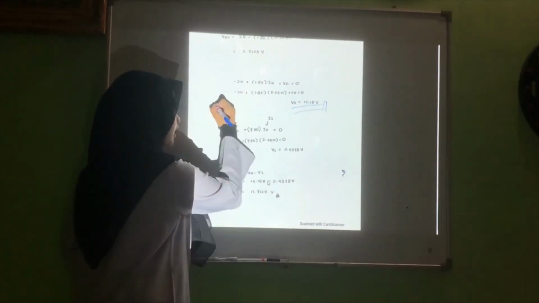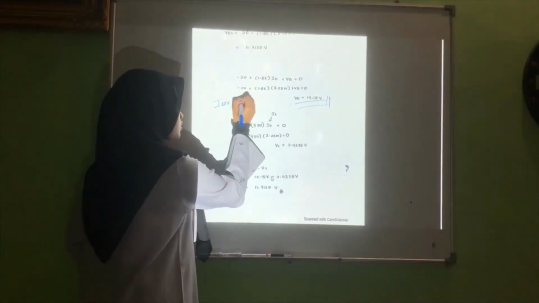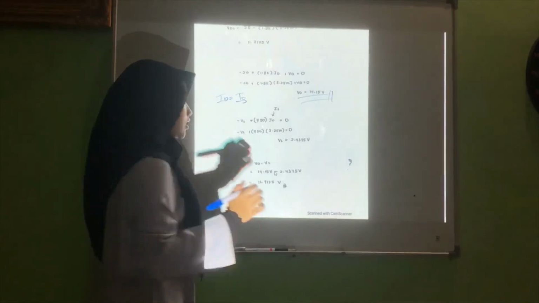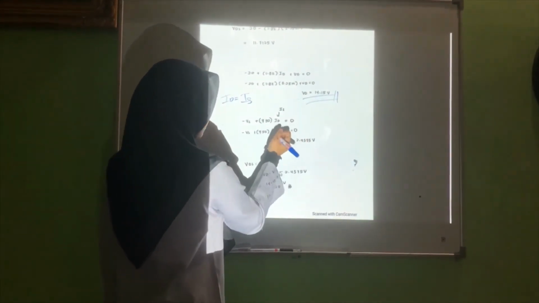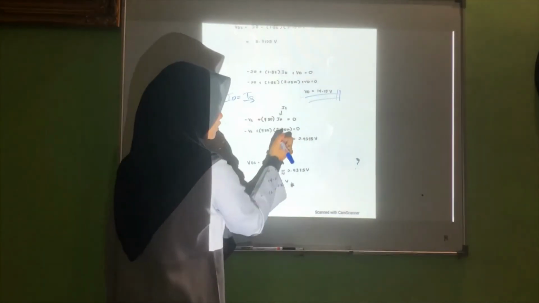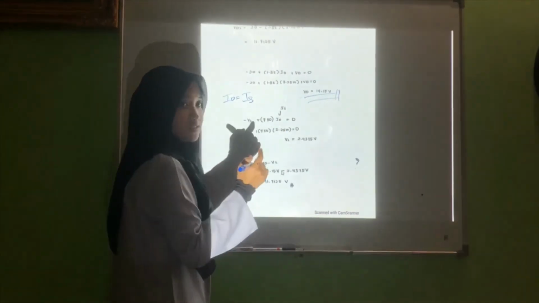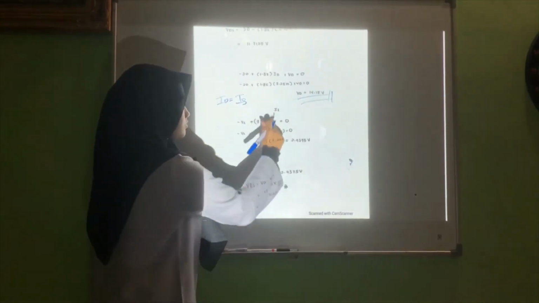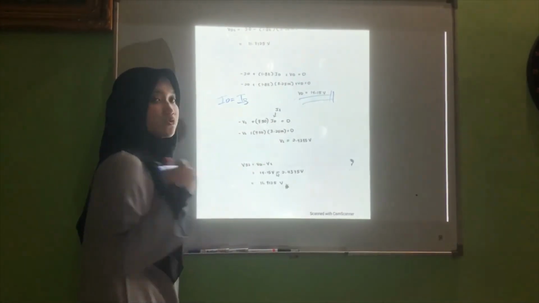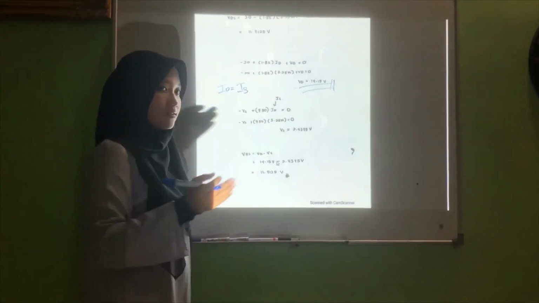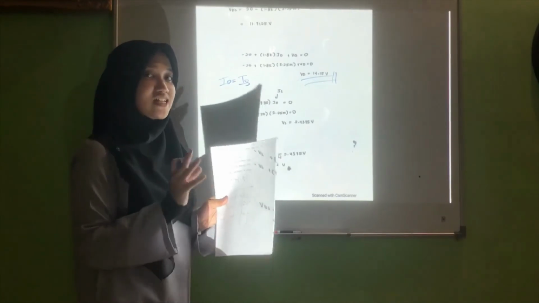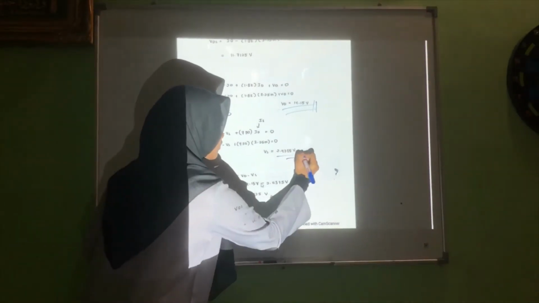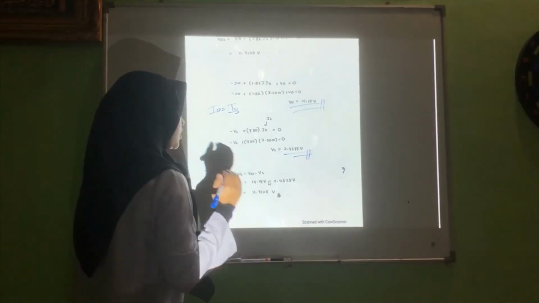Next, VS. This is the equation for VS. We know that ID is equal to IS, so we can convert IS to ID. Actually, this is IS, but since we want to find VS, I change it to ID. So this is the equation for the value of VS.